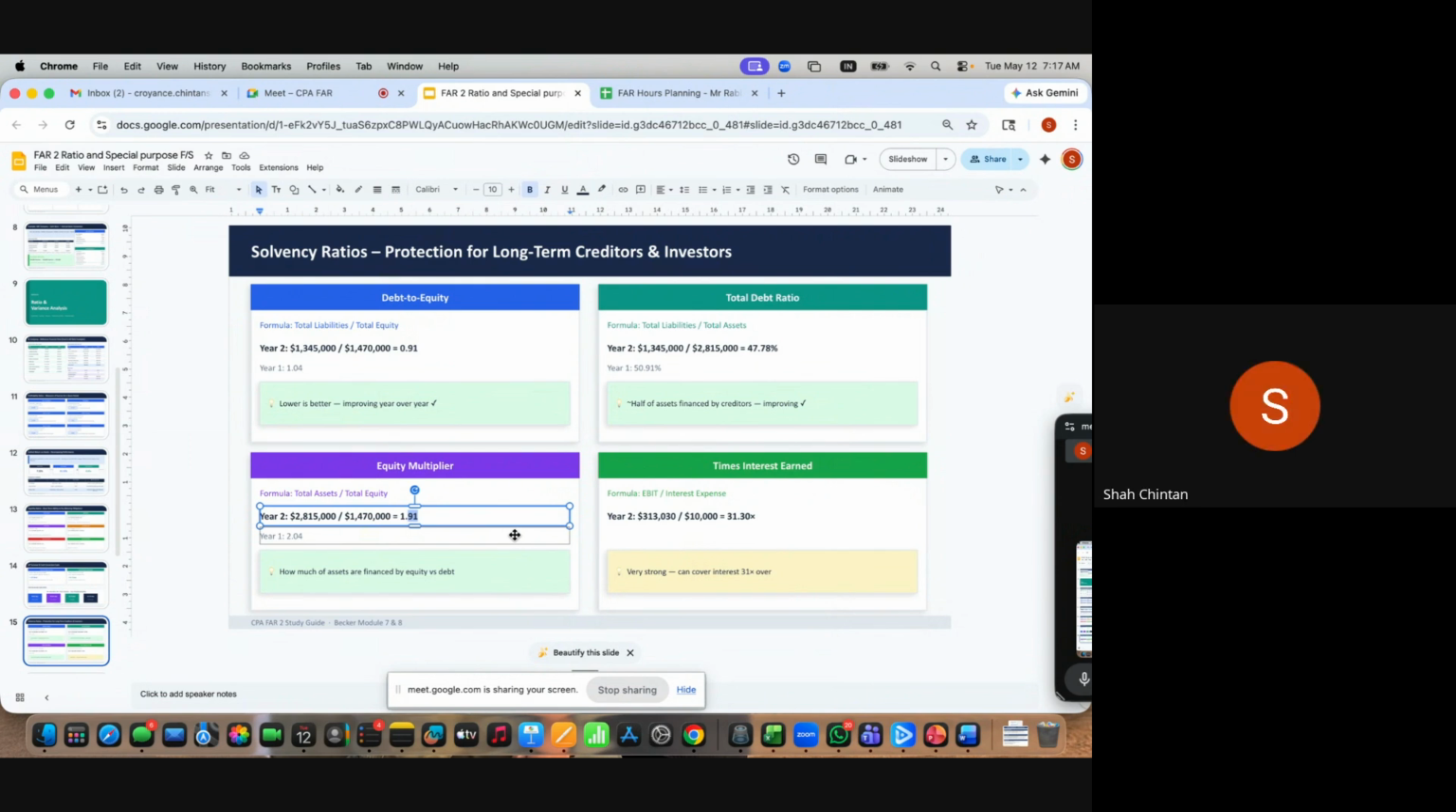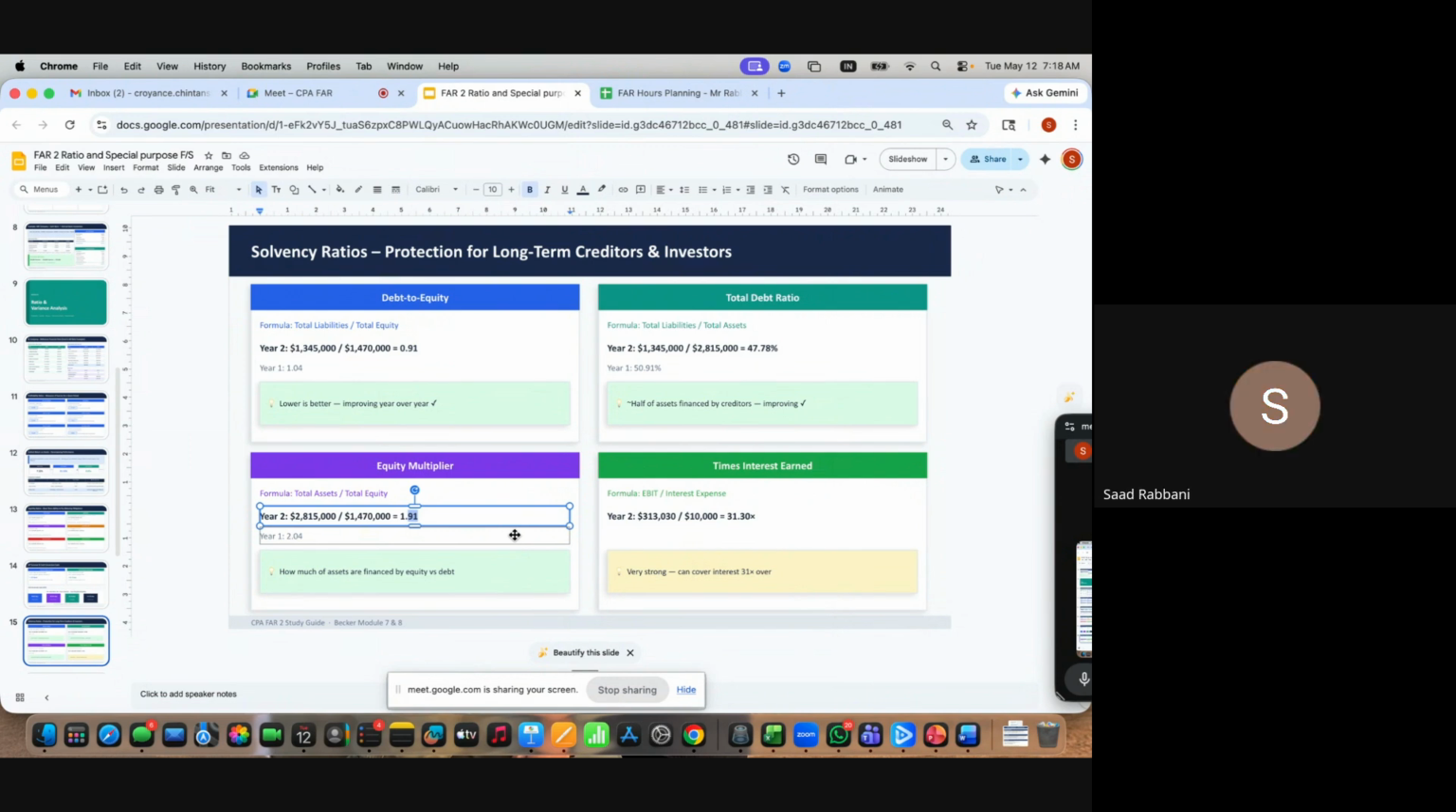चलें नेक्स्ट रेशियो पे. जी, चलिए, नेक्स्ट रेशियो है आपका टाइम्स इंटरेस्ट अर्न्ड. ये रेशियो आपका क्या बोलता है कि मान लो आपके पास ग्रॉस प्रॉफिट है $100 का, आपके पास इंटरेस्ट एक्सपेंस है $10 का. सो कंपनी के पास कितना पैसा है कि वो इंटरेस्ट कितनी बार पे कर सकता है. सो इन आवर एग्जांपल, कंपनी के पास लेट्स से ग्रॉस प्रॉफिट है $100, इंटरेस्ट है $10.